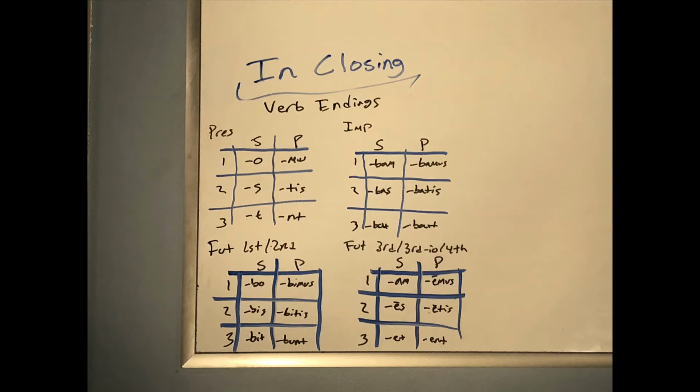Imperfect is first singular bam, second singular bas, third singular bat, first plural bamus, second plural batis, third plural bant. For future, for first and second conjugations, because as I said before, future endings are split between two groups, the first and second conjugations, and the third, io, and fourth. For first and second conjugation, it goes bo, bis, bit, bimus, bitis, bunt. And for third, io, and fourth, it's am, es, et, emus, etis, ent.